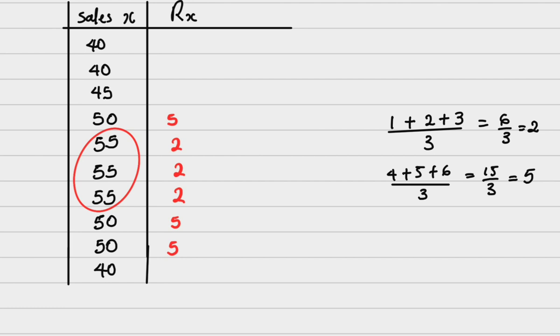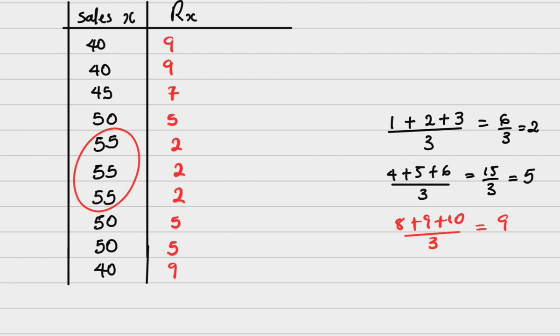Then we go and do the same to the next. After 50, we have 45. And 45 is just 1, so it's going to be in the 7th place. Then the last is 40, 40, 40. So the 8th, the 9th, and the 10th. So you have 8 plus 9 plus 10 all over 3. If you do that, you are going to get 9. Hence, this is going to be position 9, 9, and 9. So I've gotten my Rx.